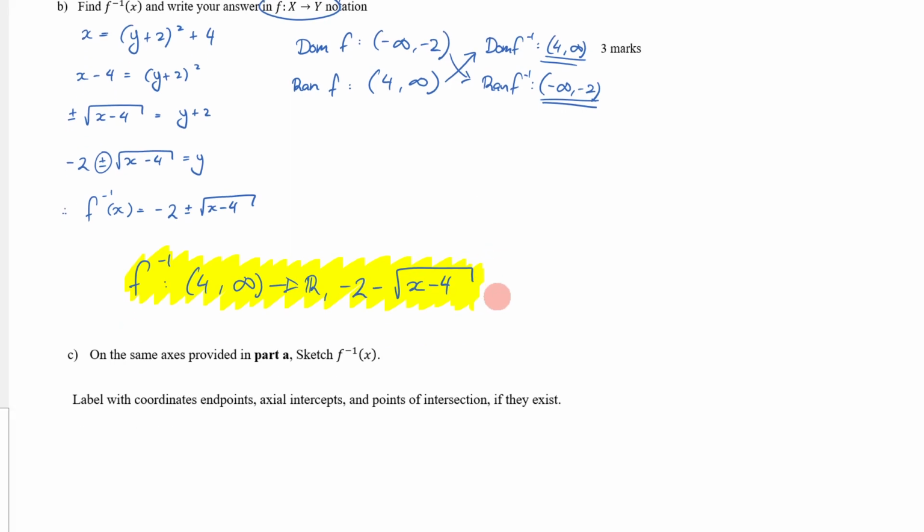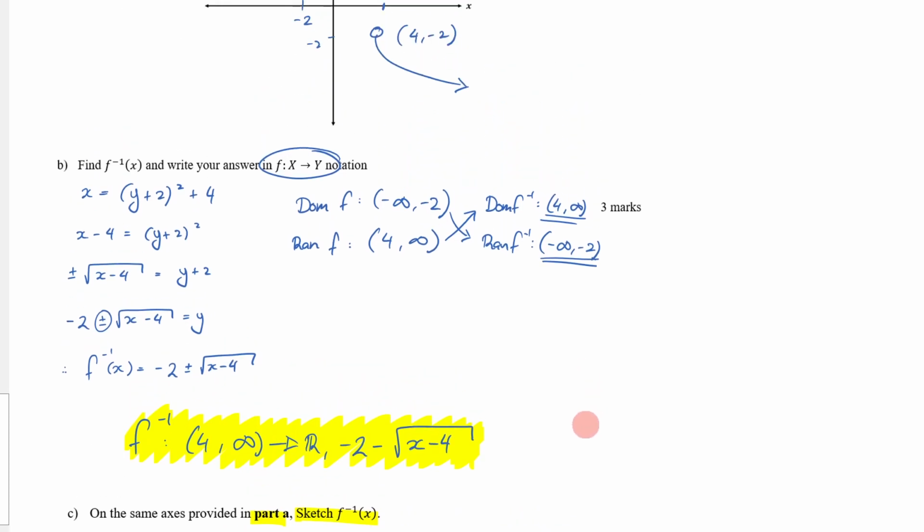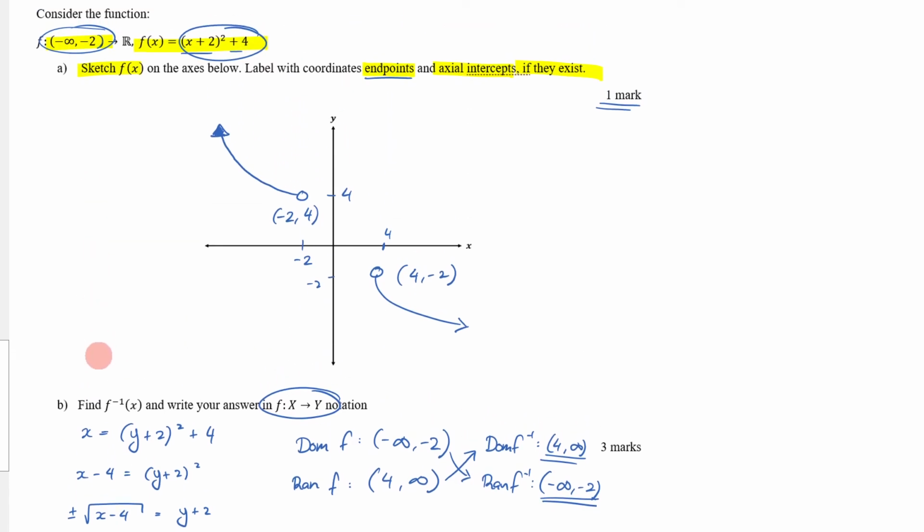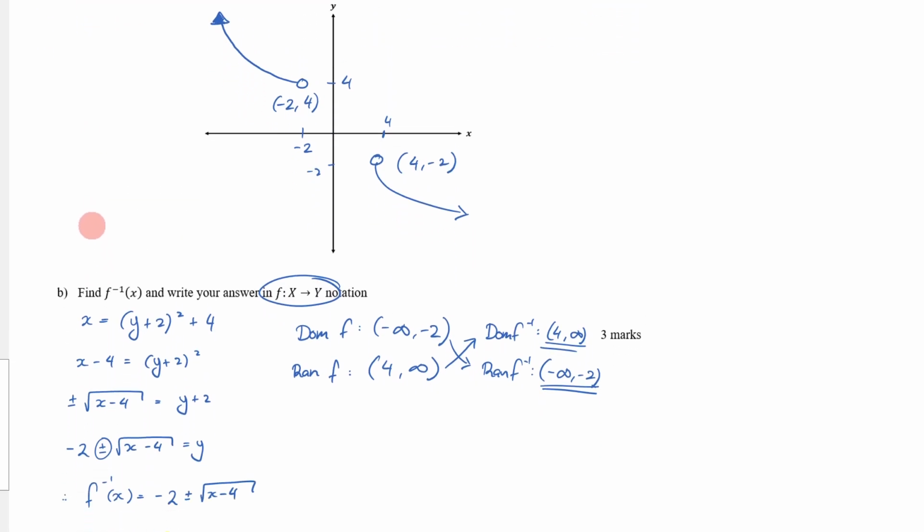Now, part C here, it says on the same set of axes in part A, sketch the inverse, label with coordinates, endpoints, axis intercepts, and points of intersection if they exist. So if we come up here, you can see that we've already done this. This is what our inverse function is going to look like, starting at (4, -2). So just like that, that's what it's going to look like. And we're done. That's everything the question asked of us. We've given everything a sketch. We've done it all perfectly.